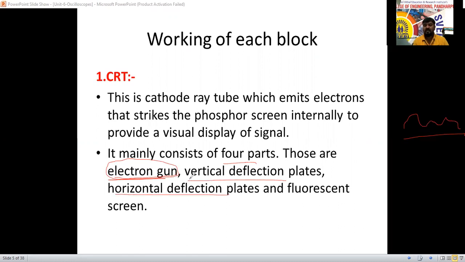So it will set the vertical plates and horizontal plates. Based on that, it will set its vertical and horizontal position. Then on the fluorescent screen, it is going to deflect vertically and horizontally, based on the position, it is going to deflect here.